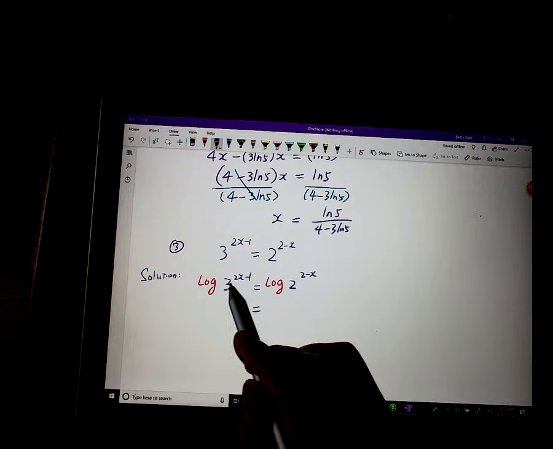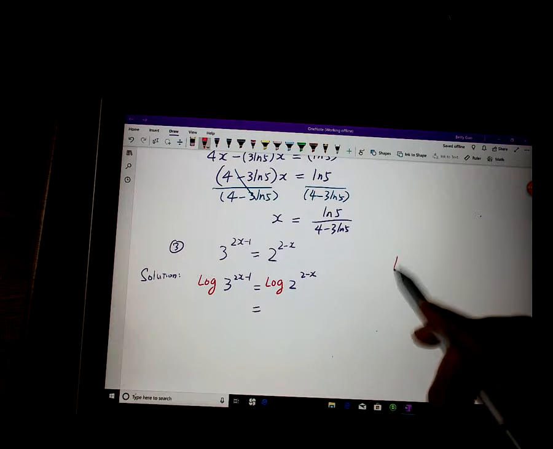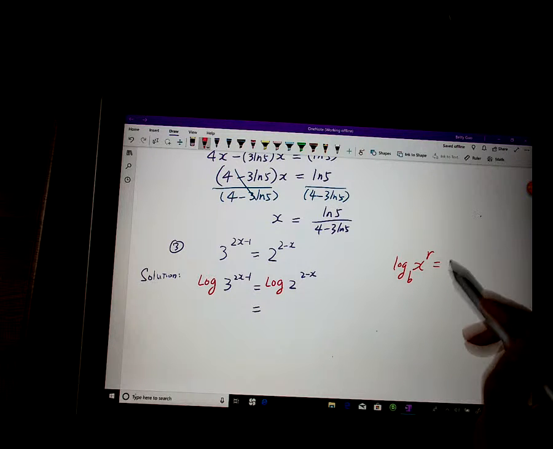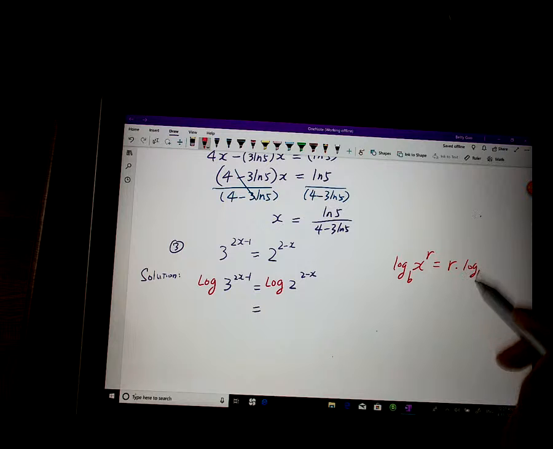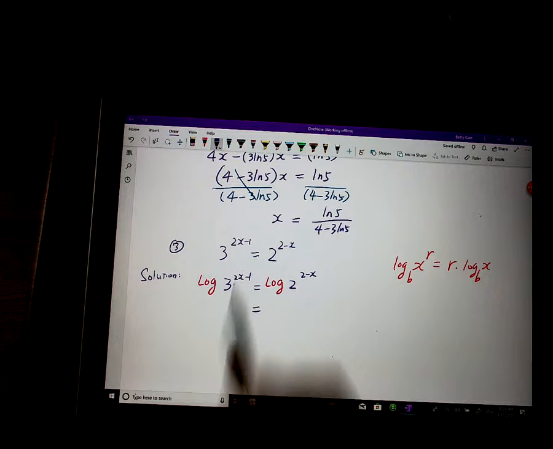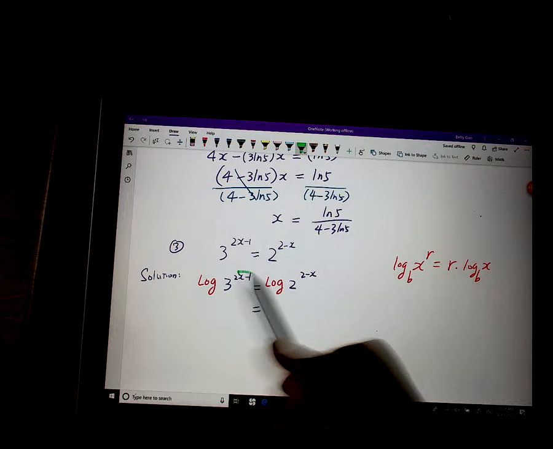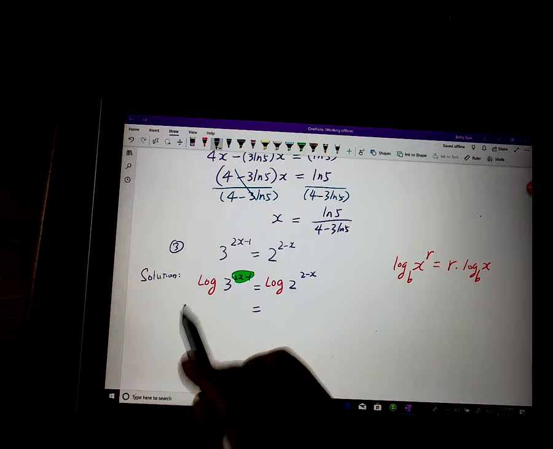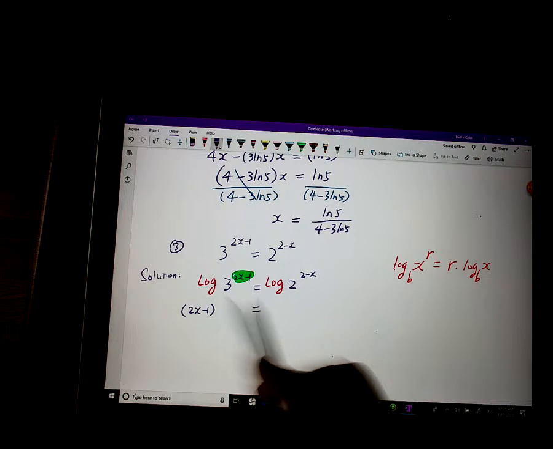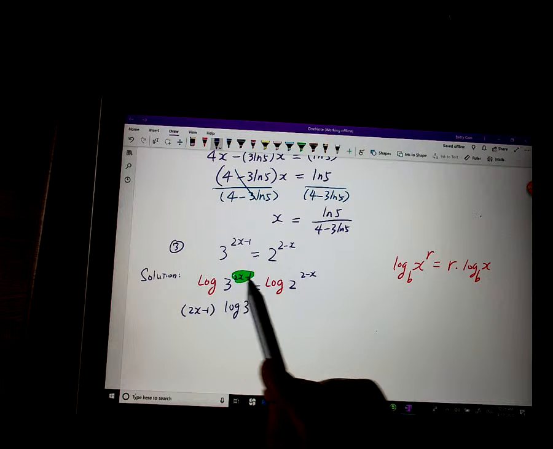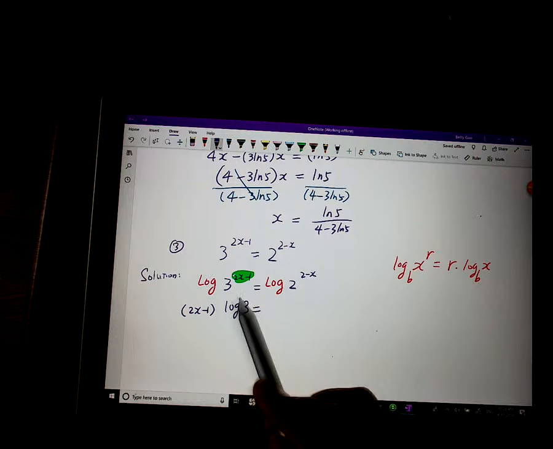On the left, by the power rule, let me write the power rule here: log with base b of x to the power of r, we could move r in front to multiply by log with base b of x. We move 2x minus 1 in front, put a parenthesis to frame it, and then multiply by log of 3. You move the 2x minus 1 away, so you have nothing on the shoulder of 3 anymore.